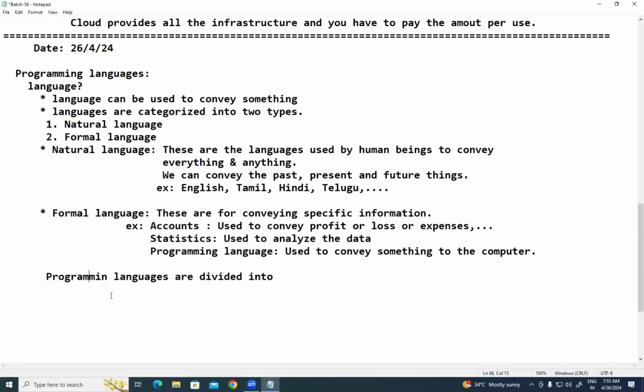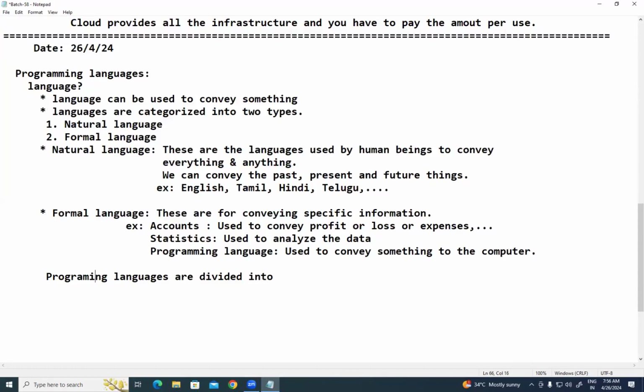Sir, two categories, high level and low level. I would like to answer structured and unstructured related to data. Okay, we have structured data, unstructured data. Okay, folks.